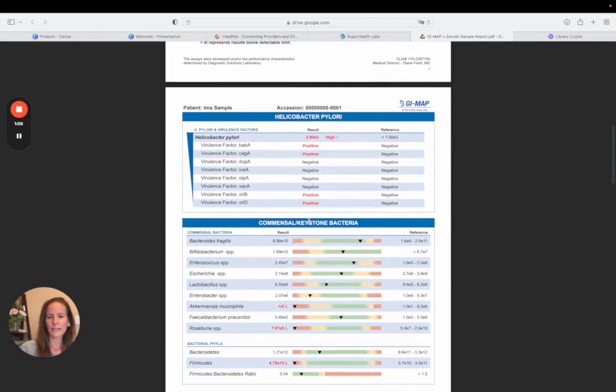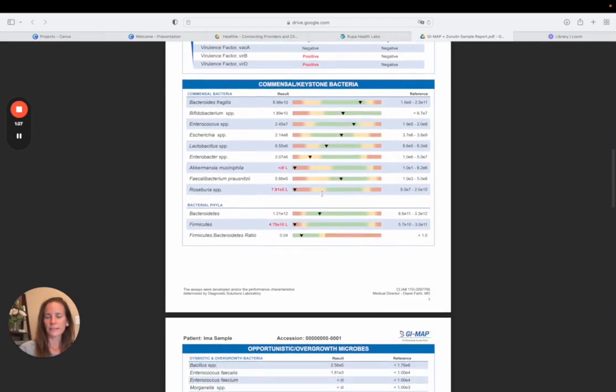H. pylori is a big one. It's been present in the digestive tract of humans since the beginning of our existence. Many people do come back positive for H. pylori, but what you want to know is whether or not any of these virulence factors are present, so that can cause all kinds of gastrointestinal issues.